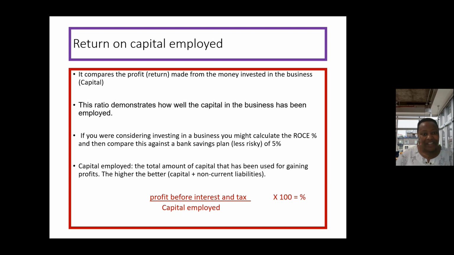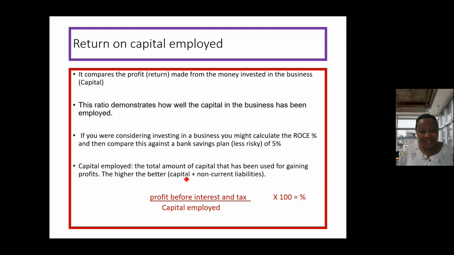So I want to compare the returns on both of them and then use that to make a decision as to where I actually want to make my investments. This ratio demonstrates how well the capital in the business has been employed. So for managers, for example, they want to know how much has come out of the funds we've put into this business.